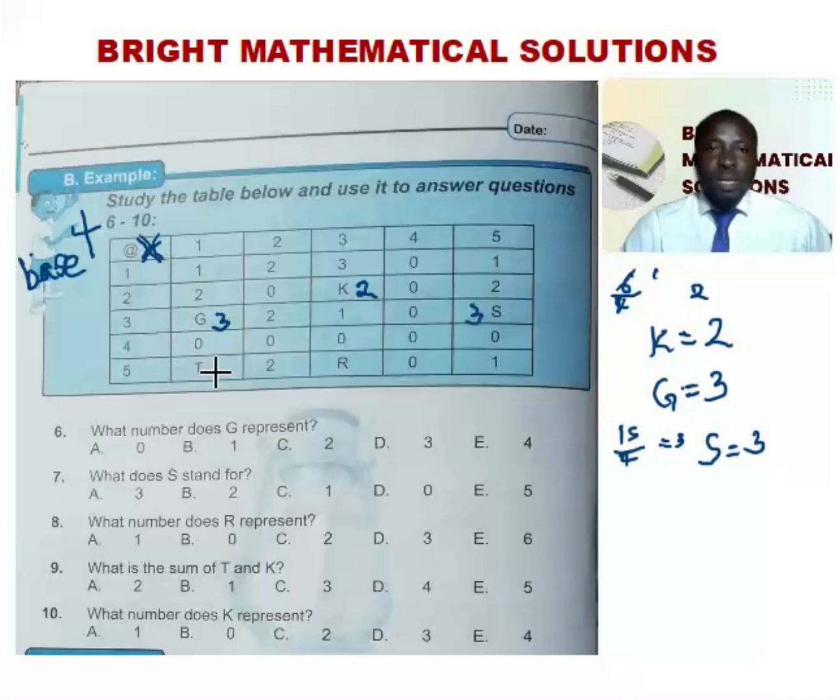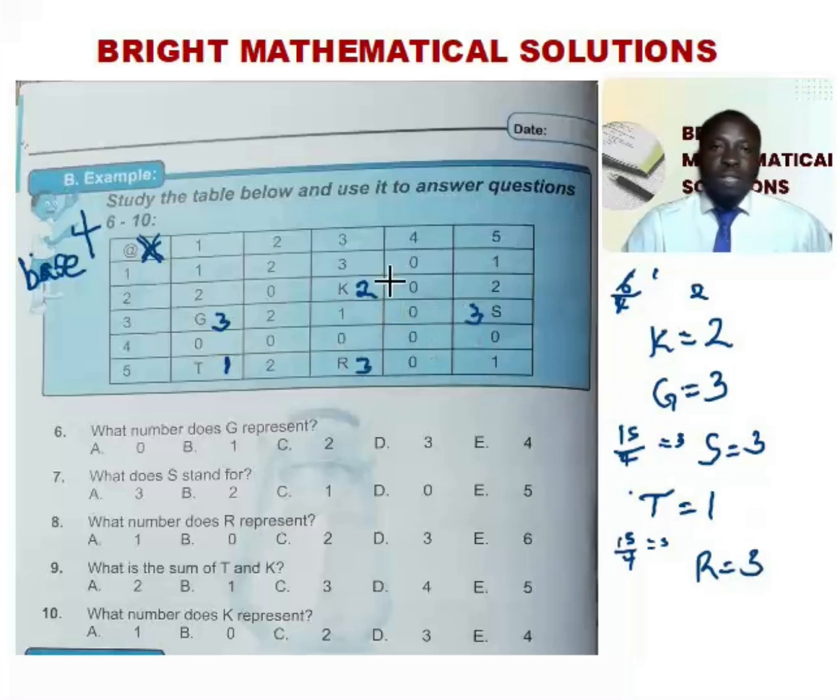The next one we have is T. 5 multiplied by 1 is 5. 5 divided by 4 goes 1, and the remainder is 1. So our T equals 1. Now let us go for R. 3 multiplied by 5 is 15. 15 divided by 4, just as we did with S, is 3 with a remainder of 3. So our R equals 3.